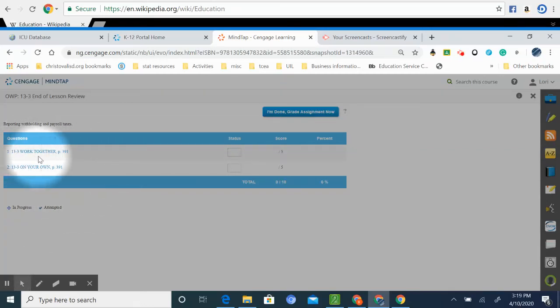Hi, welcome back. This is section 3 of chapter 13. In this section, we are going to be focused on filing the quarterly federal income tax return. This is just our reporting to the federal government of all our taxes. So let's go to the work together.